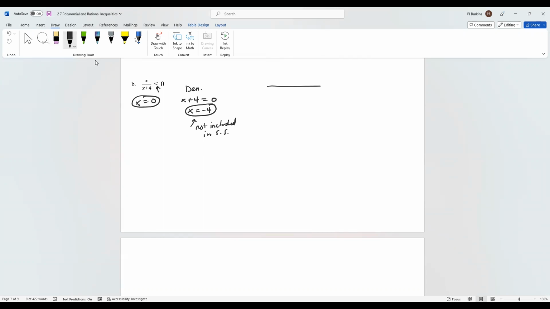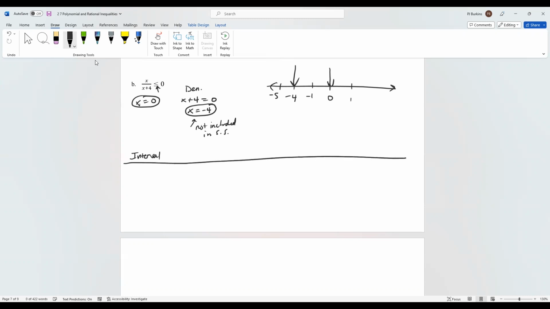Okay. As always, make a number line. Break it up according to what we have here. There's 0. Here's -4. These are my boundaries. I'm going to pick test points. I'm going to choose -5, -1, and 1. So write out the set here. We have interval, test point, the actual equation, and whether it's included or not.